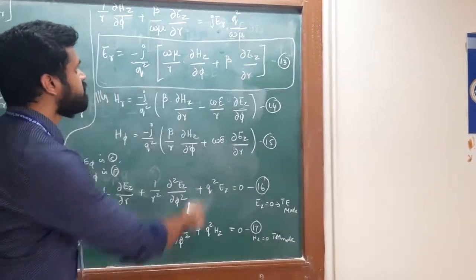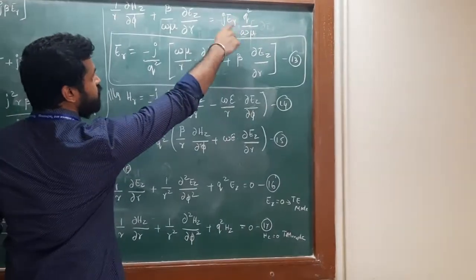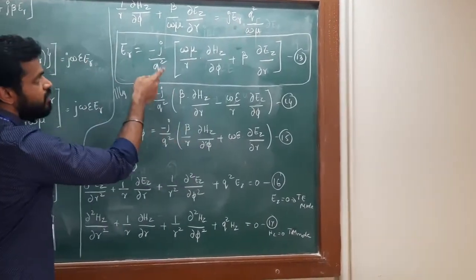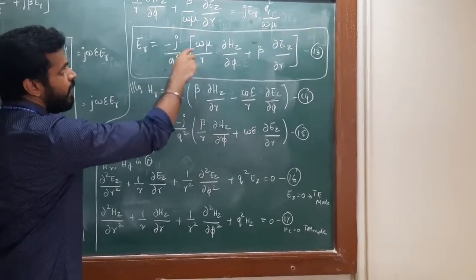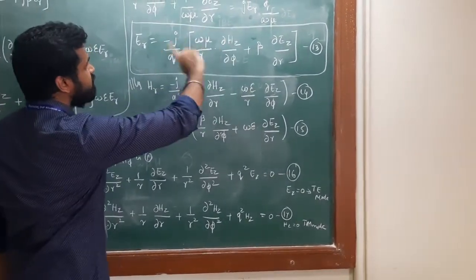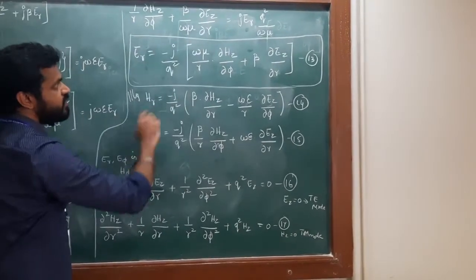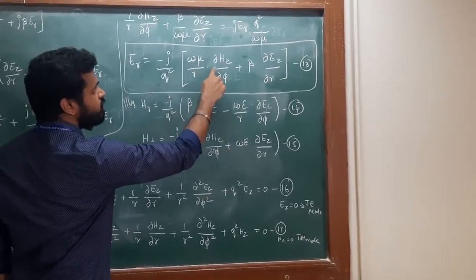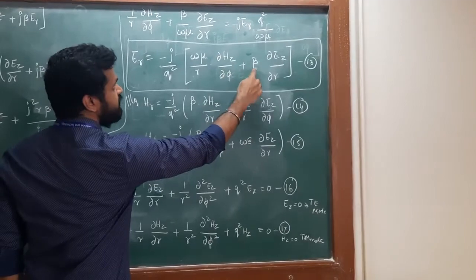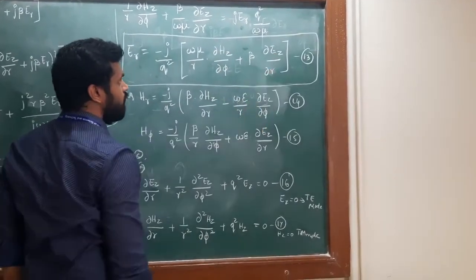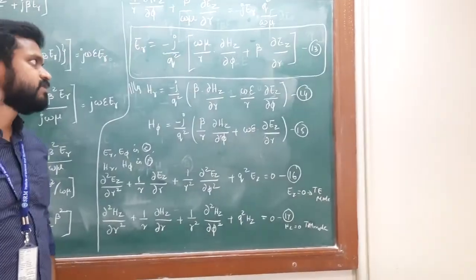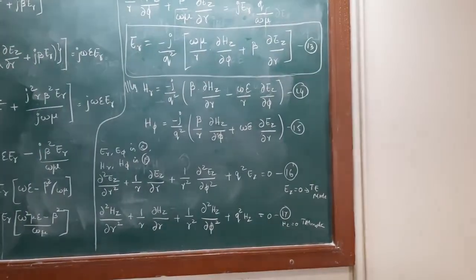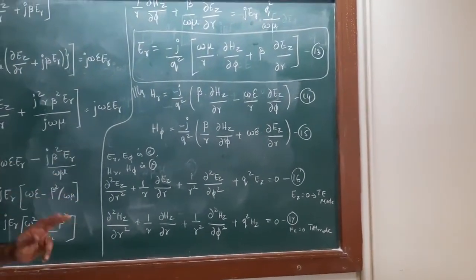Here, the omega mu by j into q square appears, and to make the j go into the numerator we write minus j by q square, and then we multiply omega mu inside the corresponding left hand side. So omega mu by r into dou Hz by dou phi plus beta into dou Ez by dou r. So this is your corresponding electric field component with respect to radius. Likewise, we have found the Er and we have found the E phi.